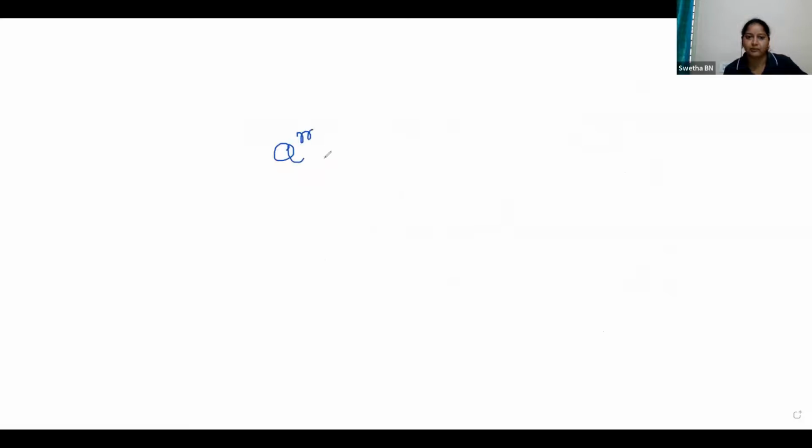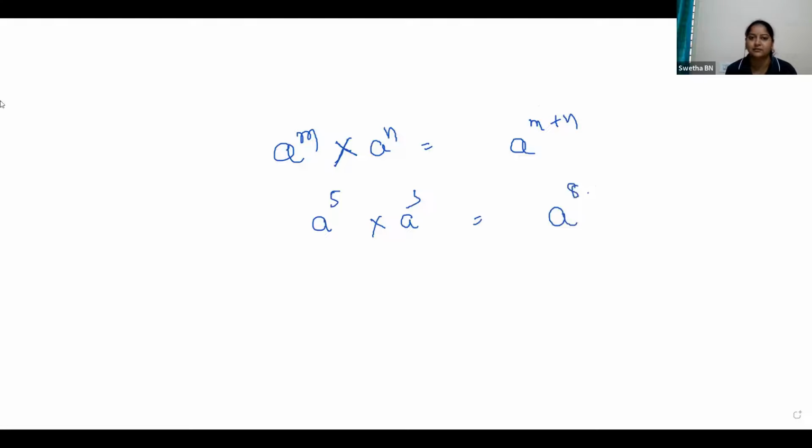So you know this rule, the law of exponents, no? a to the power of m into a to the power of n. Bases are same and we are multiplying here. So this rule is only for multiplication. When the bases are same, if you are doing multiplication, you should add the powers, that is m plus n. If it is a to the power of 5 into a to the power of 3, what will you do? a to the power of 5 plus 3 is 8.